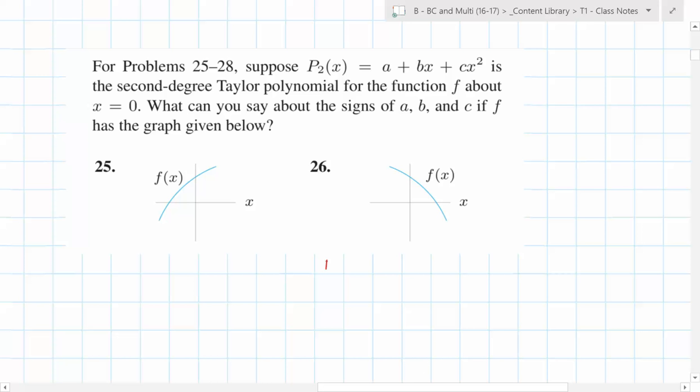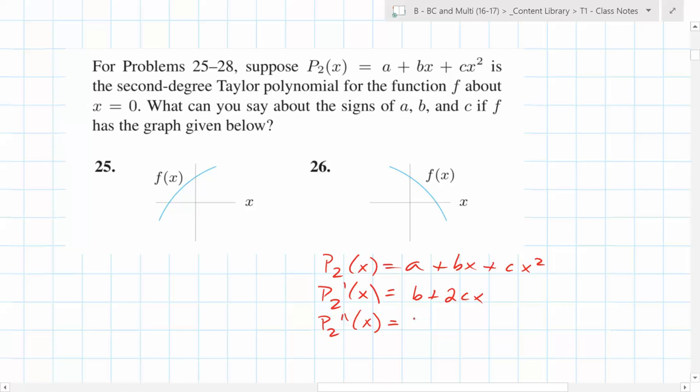The second order Taylor polynomial, P2 of x, is equal to a plus bx plus cx squared, correct? What's P prime? Can someone tell me what the derivative is? What's the first derivative going to be? B plus 2cx. And what's the second derivative of this going to be? 2c. They tell you that that's a quadratic, correct?